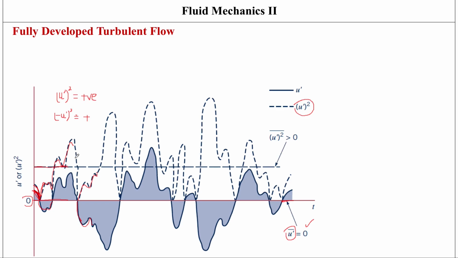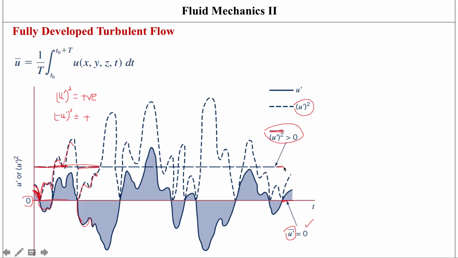So because these are fluctuations, these cannot be 0. Because the fluctuations themselves are not 0, that means the average is going to be a positive quantity as well. And average I'm representing by the bar here, okay? So the average of the square of the fluctuations is going to be a positive value. It's being represented by this dashed line here, okay?